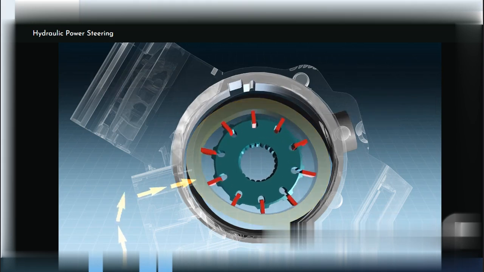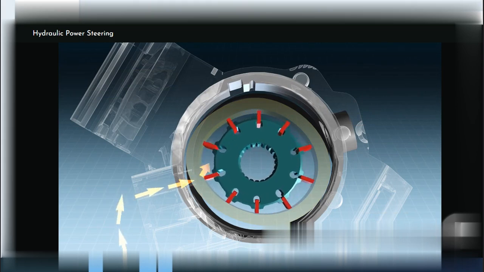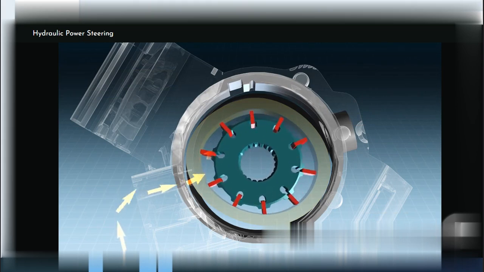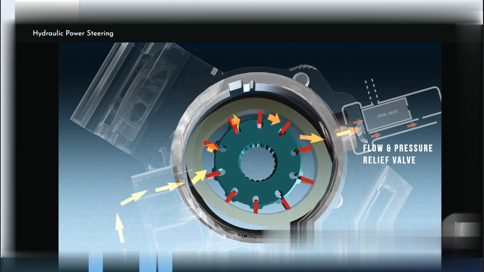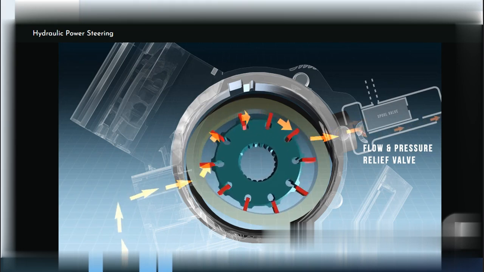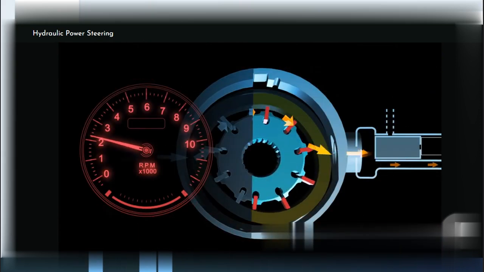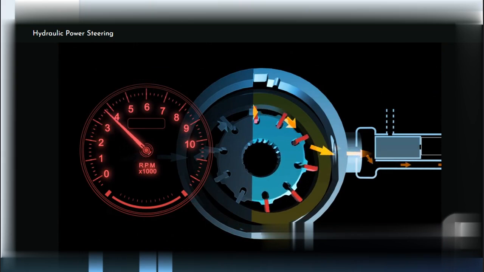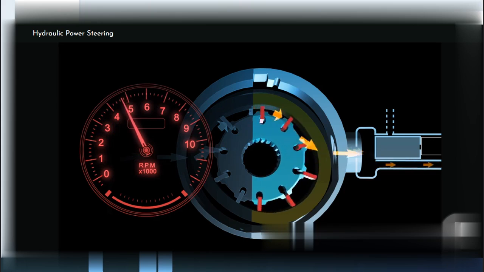Hydraulic fluid is drawn into the pump housing from the reservoir, due to the low pressure created by the rotating vanes. The fluid is pushed by the vanes to the outlet side of the pump housing, where it passes through a flow and pressure relief valve before entering the supply hoses. As engine speed increases, the hydraulic pump's output will also increase. This control valve regulates the flow of exiting fluid.